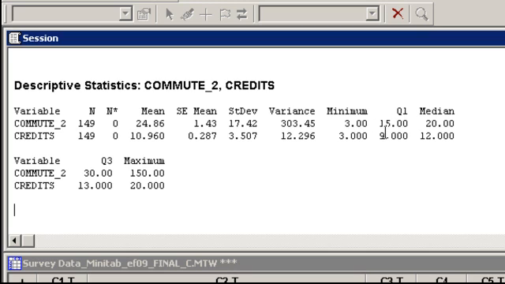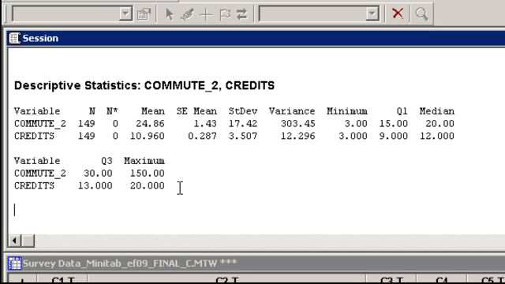Q1 here is the 25th percentile, so that means that 25% of the students had a commute time of 15 or less. And at the same token, 75% had a commute time of 15 minutes or more. The median, which is also Q2, or the 50th percentile, is 20 minutes, which means 50% of the students who took this survey had a commute time of 20 minutes or less, or 20 minutes or more. If we look down here, we see that Q3 for commute time is 30 minutes, so 75% had a commute time of 30 minutes or less, 25% had a commute time 30 minutes or more, and then the largest was 150 minutes.